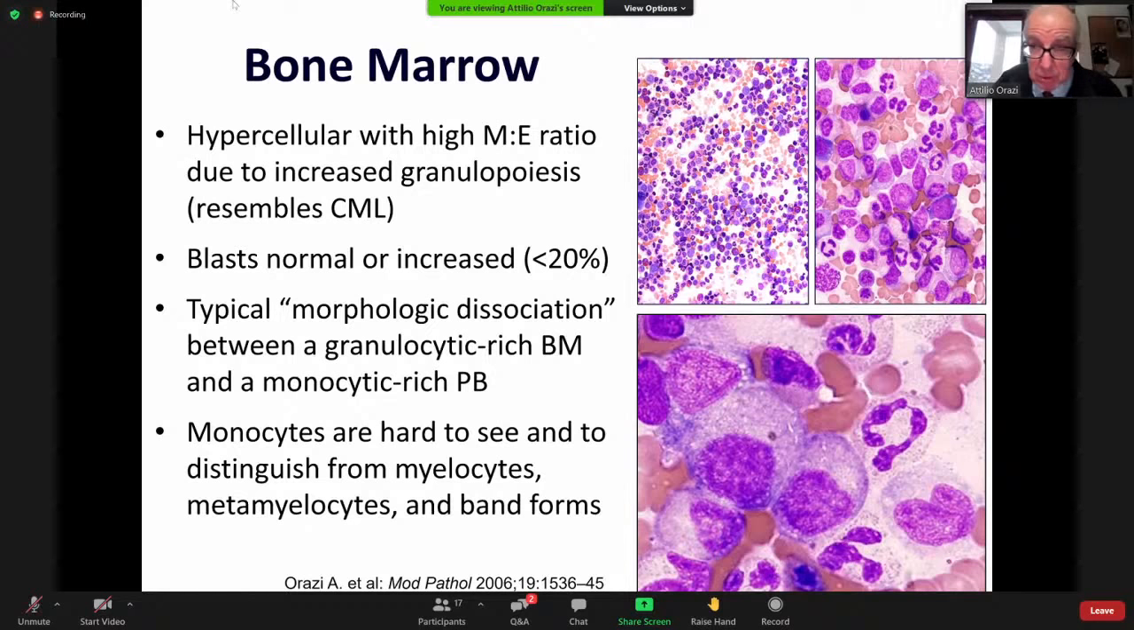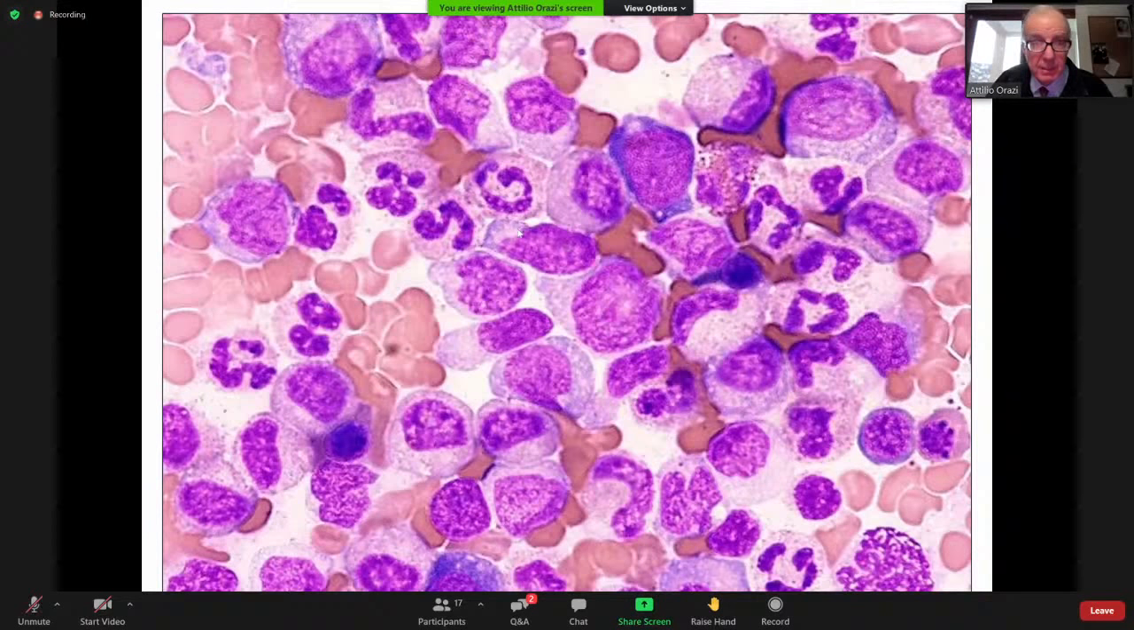So you see a lot of granulocytes in the bone marrow, but then in the peripheral blood maybe you've got 3,000 monocytes. So there is this sort of morphologic dissociation between a granulocytic-rich bone marrow and a monocytic-rich PB. And the monocytes, as I said, are hard to see. Even if you go high power, it's hard to tell which is which. And you look at this field, for example, here, okay? Very easy to see the granulocytes, no problem. Erythroid, no problem, right? When you start getting those guys, I don't know, are those monocytes? These two may be monocytes. They're very hard to tell, particularly in a not perfect bone marrow.